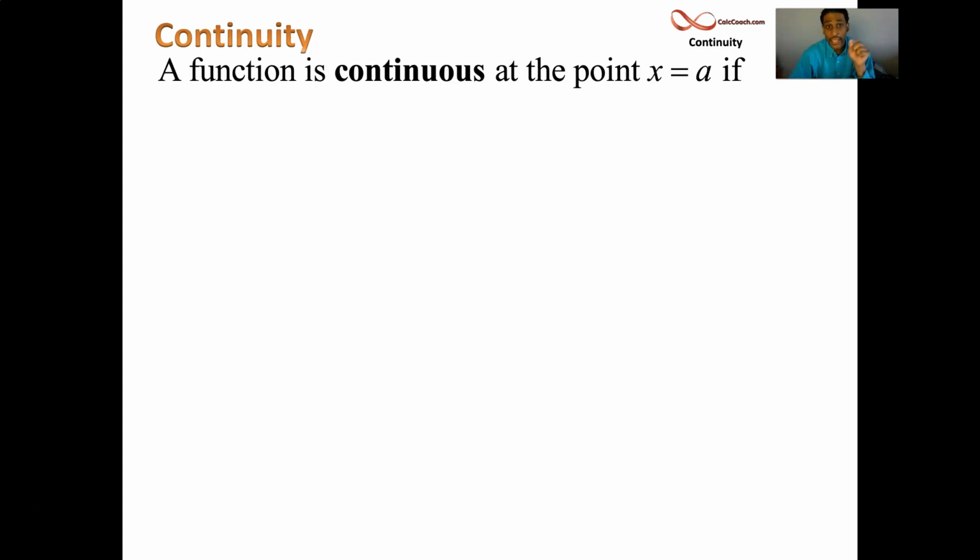A function is continuous at a point x equals a if the following is true. If we have the limit as x goes towards a from the left equal to the limit as x goes towards a from the right, that's saying that the limit exists, and at the same time, it's equal to the actual function value if you were to plug a in. Two parts there. The limit exists, and it's equal to the function value.